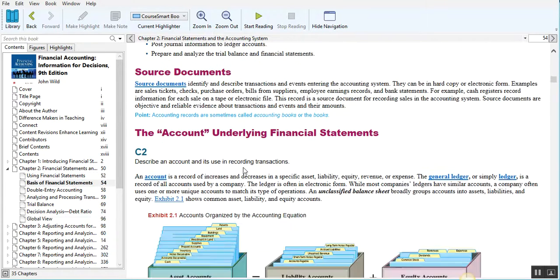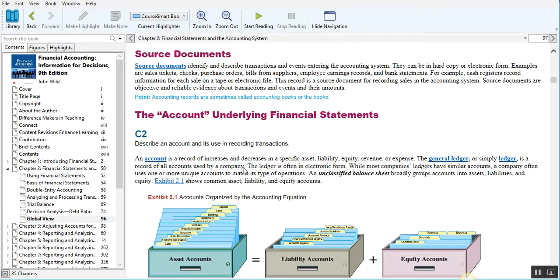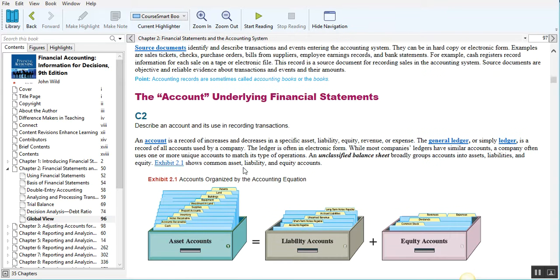But I want to talk about the basis for these financial statements. And we're going to begin when we receive source documents that indicate a transaction has happened. We're going to look at that and figure out exactly what has happened in this particular case, and which accounts that is going to impact.